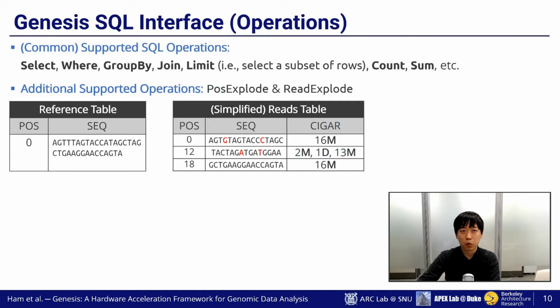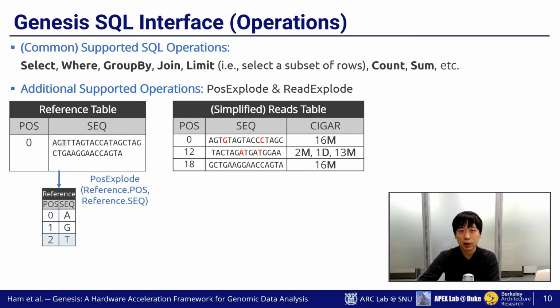Genesis SQL Interface supports many standard SQL operations such as select, where, group by, limit, count, and sum. In addition, Genesis supports extra genomic-specific operations, pos-explode and read-explode. Pos-explode is an operation that expands a specific row of the table into multiple rows along with its positions. For example, applying the pos-explode operation on the row of the reference table results in 33 rows with 2 columns. Each row represents each character in the sequence of the target row, and the pos column contains the relative offset plus the original pos value as shown in the figure.